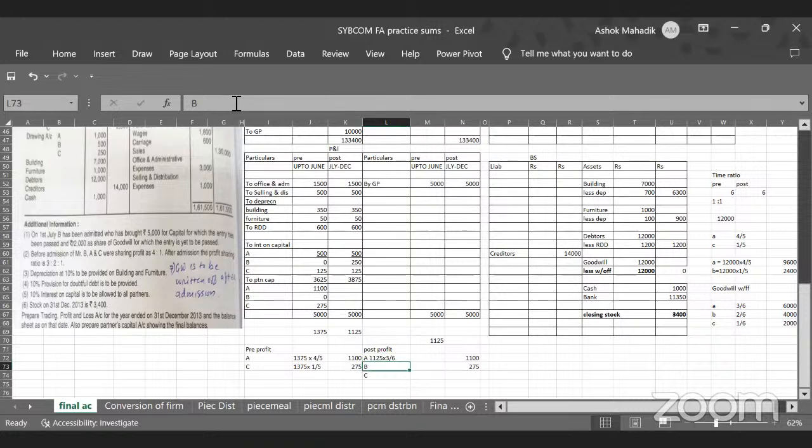Okay. How much will B get? He's getting 2 shares. So in 1125, he'll get 2 shares out of 6. How much will C get? In 1125, that is post profit, he'll get only 1 share out of 6 shares. Okay, so let us calculate this amount.